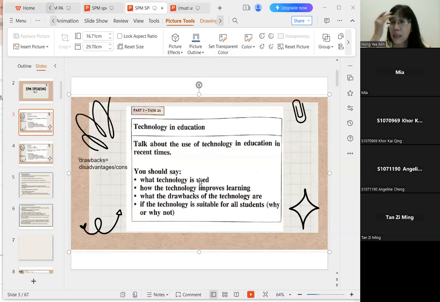So for this one, I think they will probably remove the marks for the first part: what technology is used. Because it's not specified. You have to specify it. The rest is good. Only the first part is not specified, so we have to be very, very careful. Which particular technology are you referring to among all these applications?